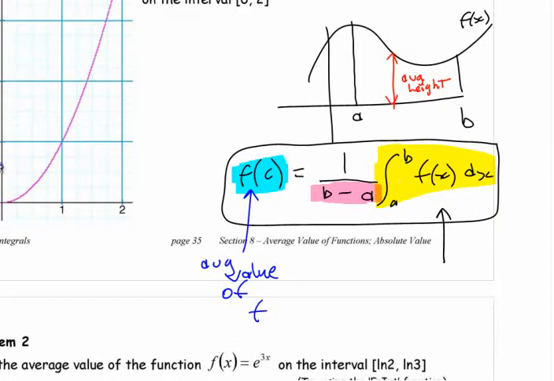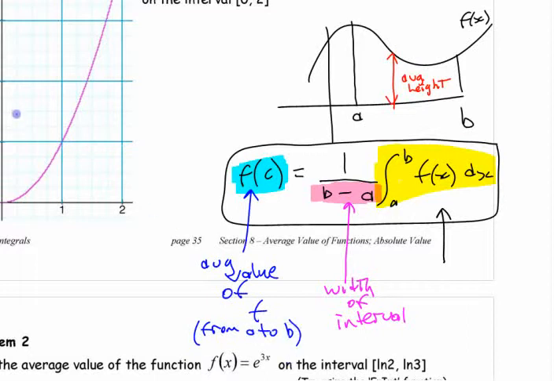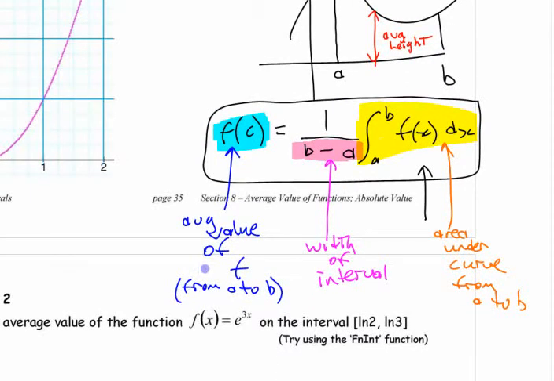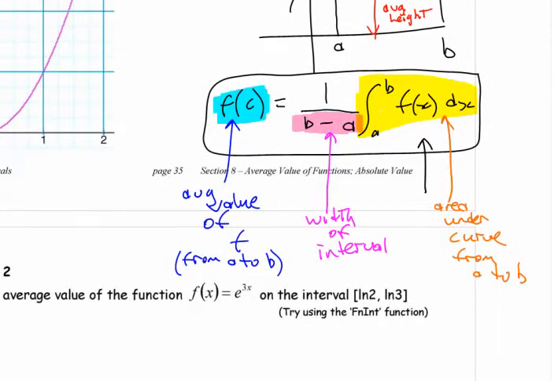And this is width of interval. This is if you want the average value from A to B, right? I left that out. And the last thing is area under curve, from A to B. If you want the average height of some curve, let me give you simple things where you can calculate this without calculus.